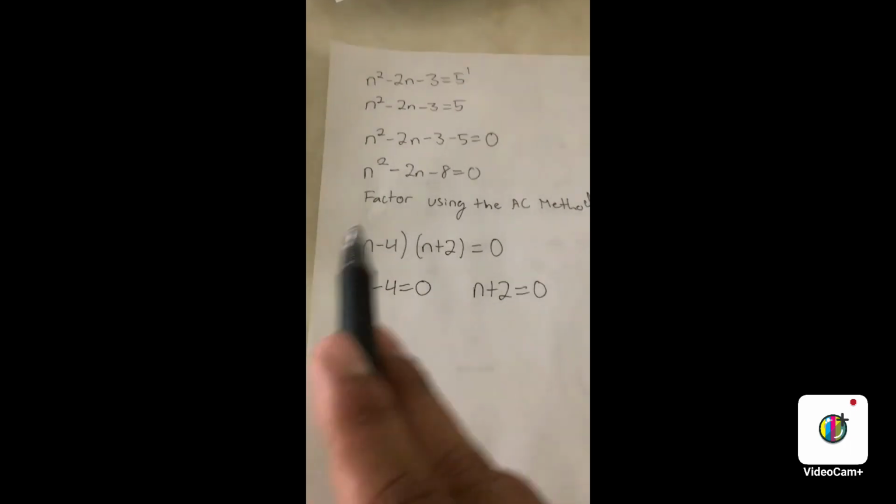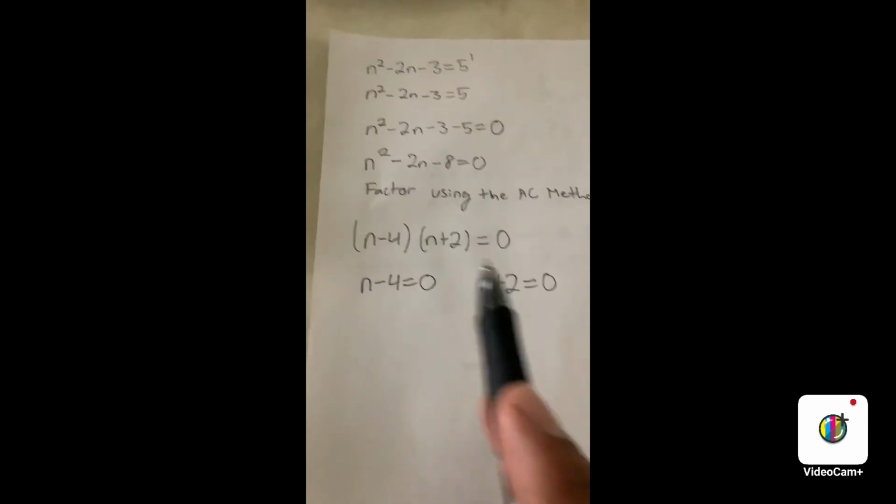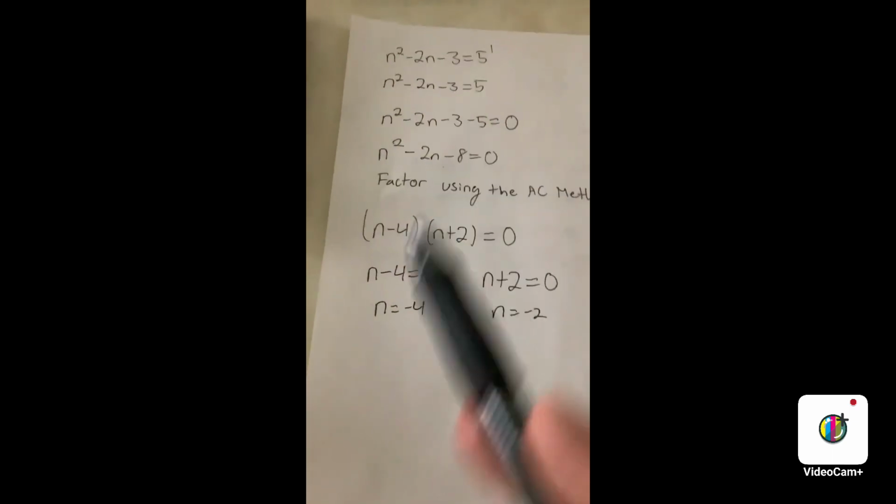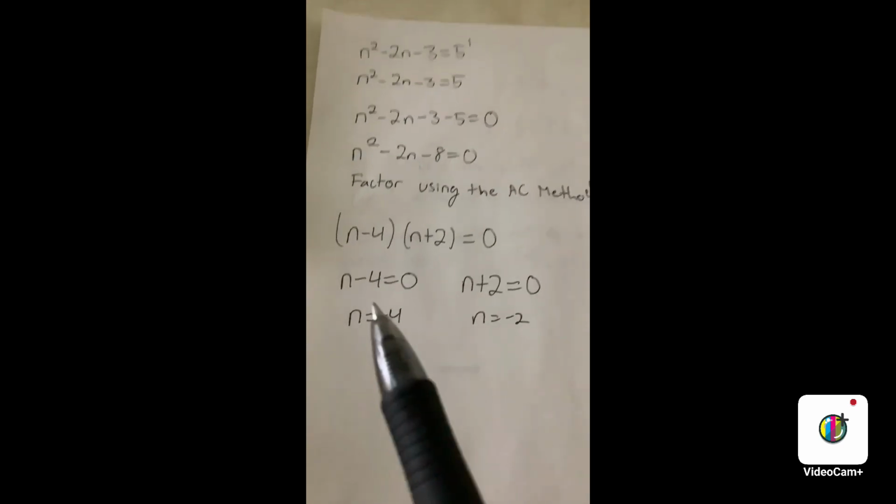So now we're going to take n minus 4 and n plus 2 and set them equal to 0. So we have n minus 4 equals 0 and n plus 2 equals 0. So that leaves us now with n equals 4 and n equals negative 2. So now we're going to plug them both back into our original equation to see if they work.